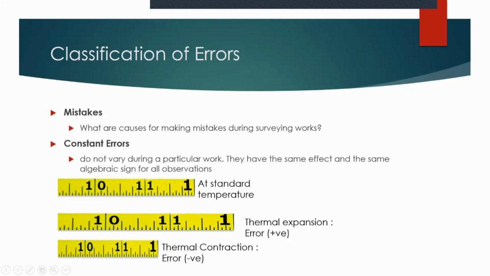Now, there is a standard temperature to use a tape, as you can see. Now this tape is expanded due to thermal energy, and you can see there is a positive error here. Now, if the temperature is lower than the standard temperature, it gets contracted, and you can see in comparison to standard, there is a negative error here, right? But during the exercise, this error will be repeated. So it's a constant figure, but it will be repeated.